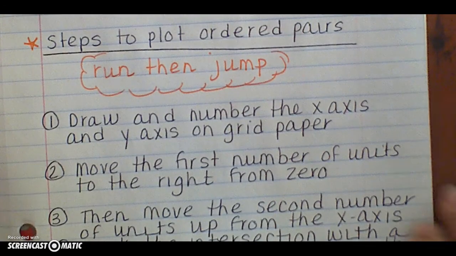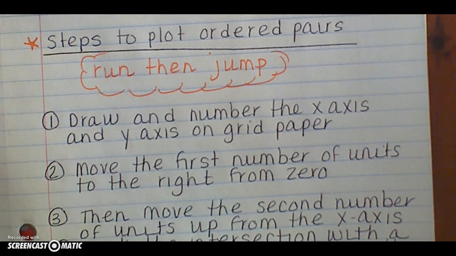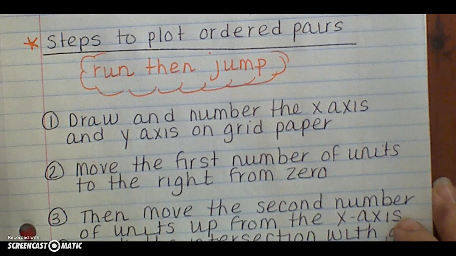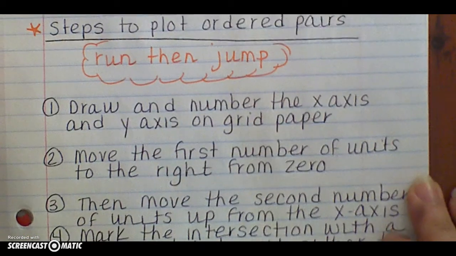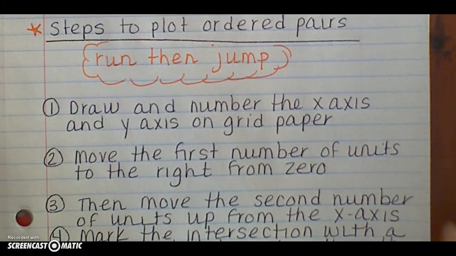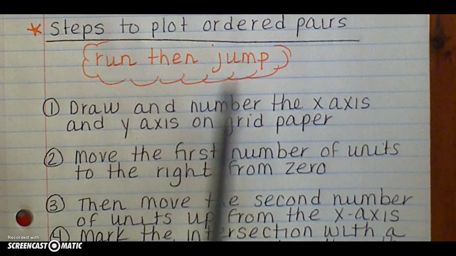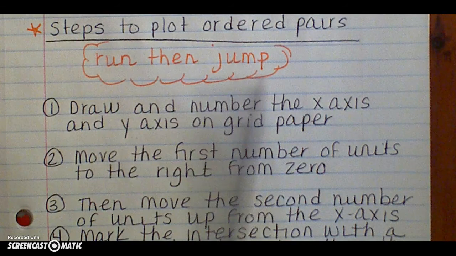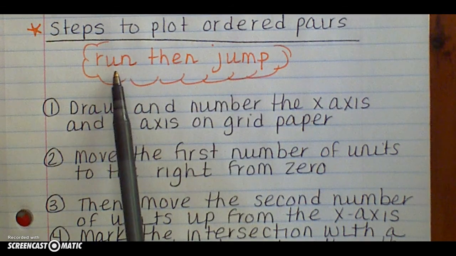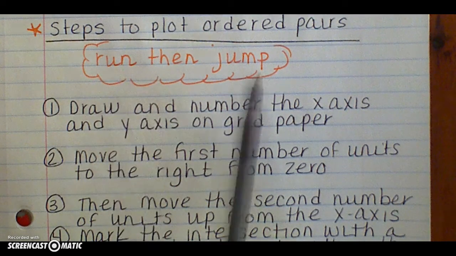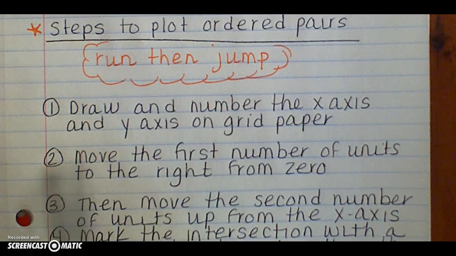Okay, so now we're going to take some notes on steps to plot ordered pairs, and in class we will practice this, so do not get worried about not really understanding what's happening yet. We need graph paper in order to do it. Remember we did "Please Excuse My Dear Aunt Sally" for order of operations. Well, this is something else to help you remember in which order to plot your pairs. You're going to run and then jump, and we'll explain that in a second.